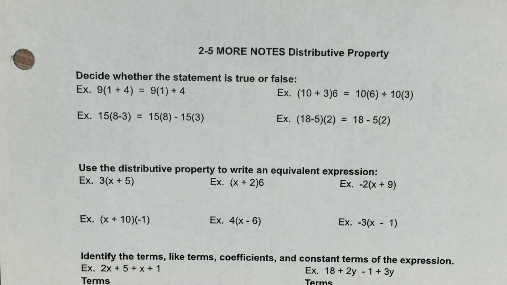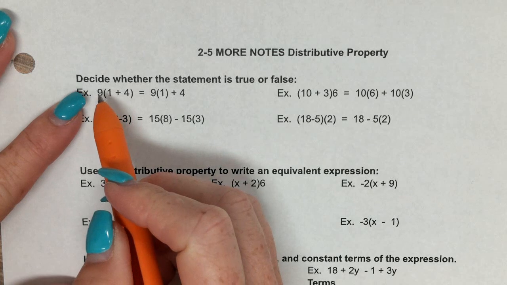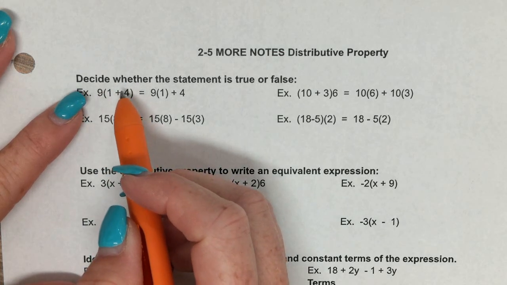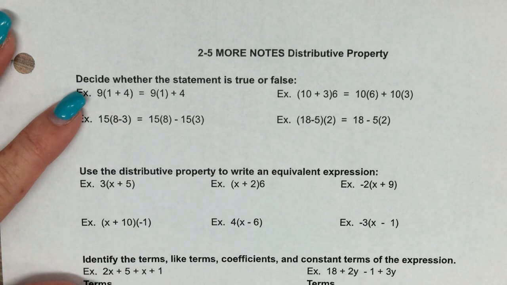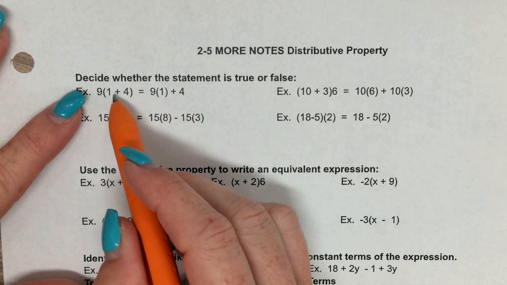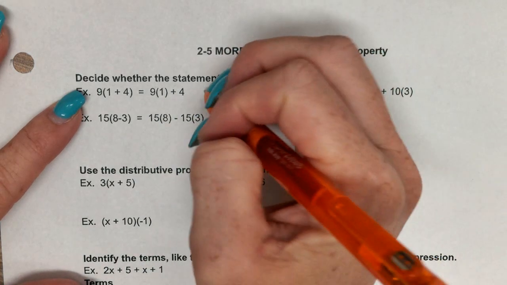It says decide whether the statement is true or false. So everybody look at the first one. Did they distribute the 9 correctly to everything in parentheses? No, what did they do wrong? They did the 9 to the 1, but what did they forget? Yeah, so this is false.